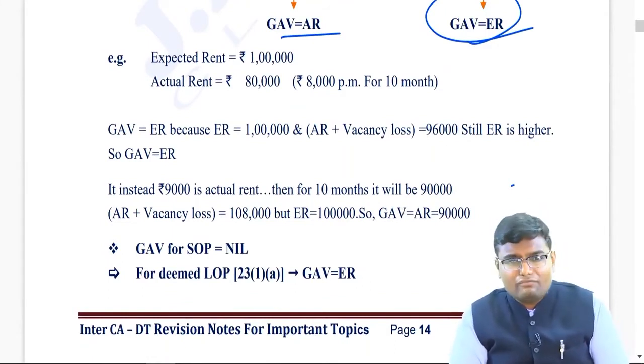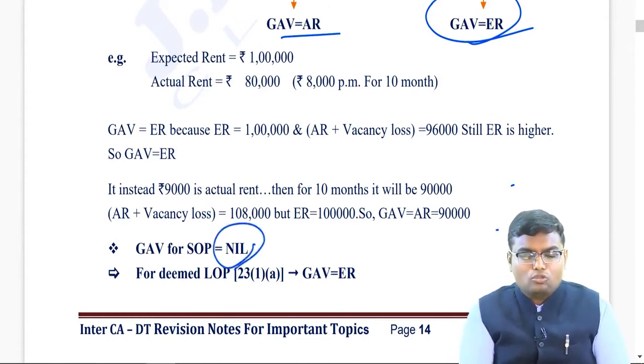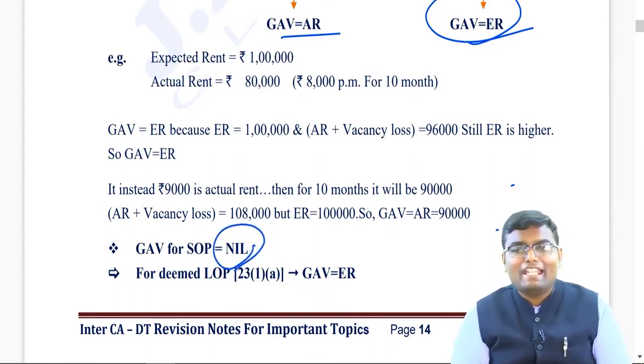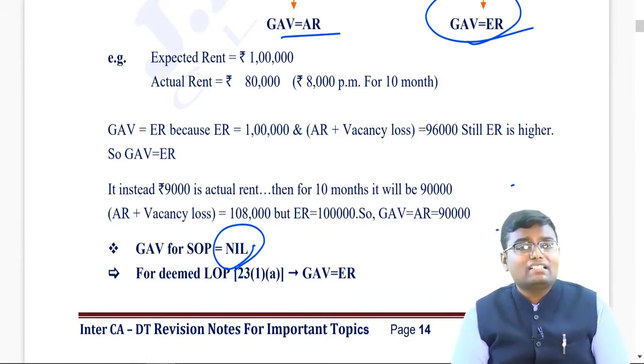If it is a self-occupied property, remember the gross annual value of a self-occupied property will always be 0. The reason is you are staying in that property, so why would we calculate the rent? And that's why GAV of self-occupied property is always 0.